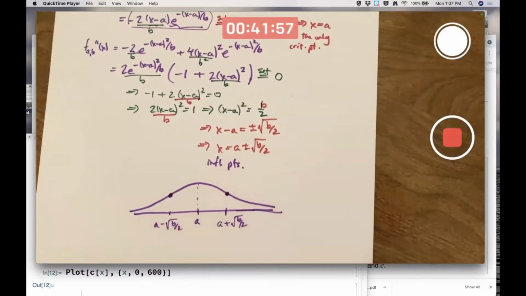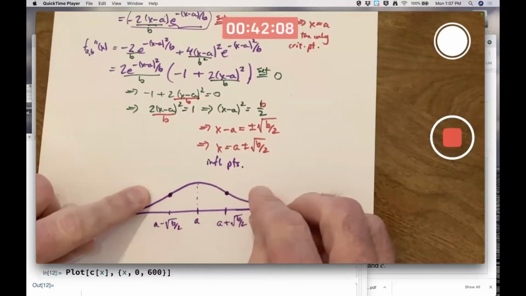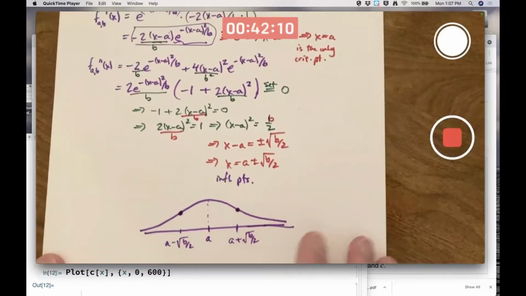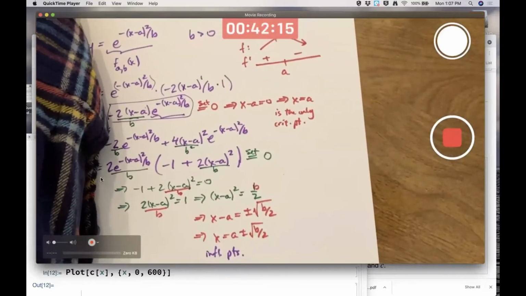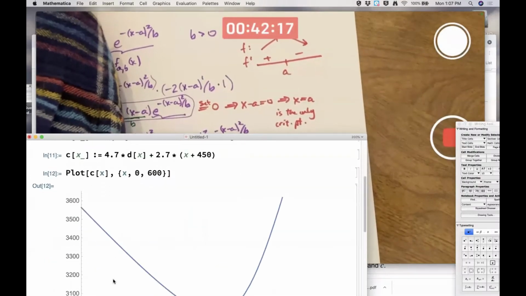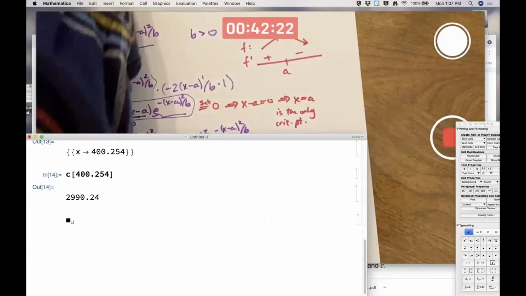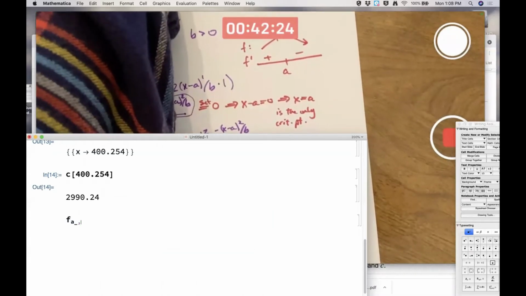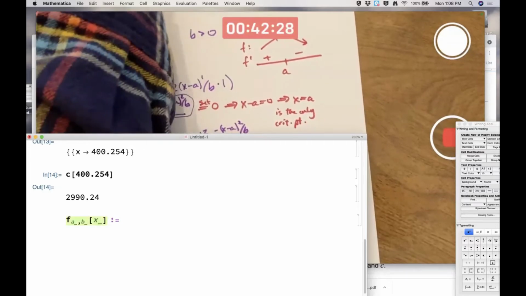So changing a translates the graph back and forth. Changing b, increasing b, say, affects how far apart these inflection points are. Let's make this more real by having Mathematica do it. I'll go ahead and use subscripts. So I'll use the palette here and make a subscript, f sub a b of x. And yeah, that's okay to do.